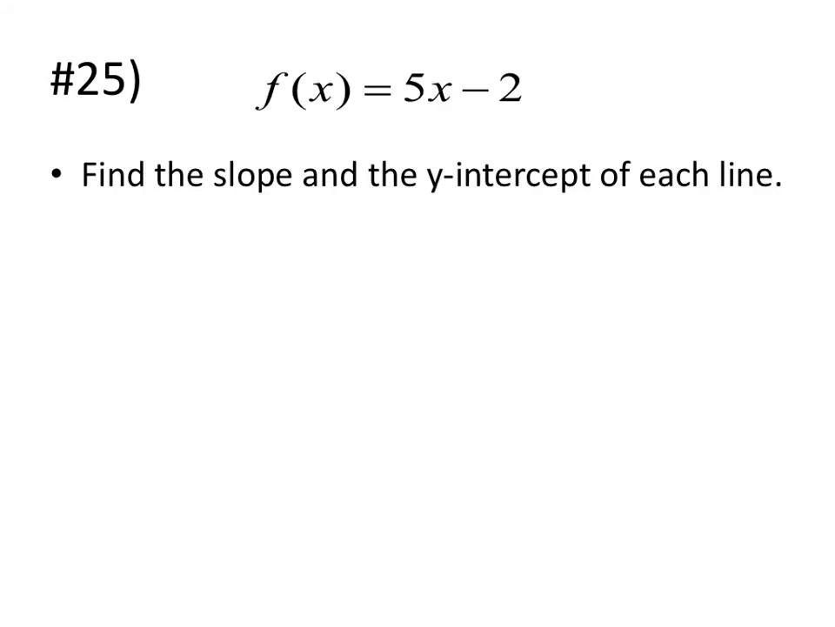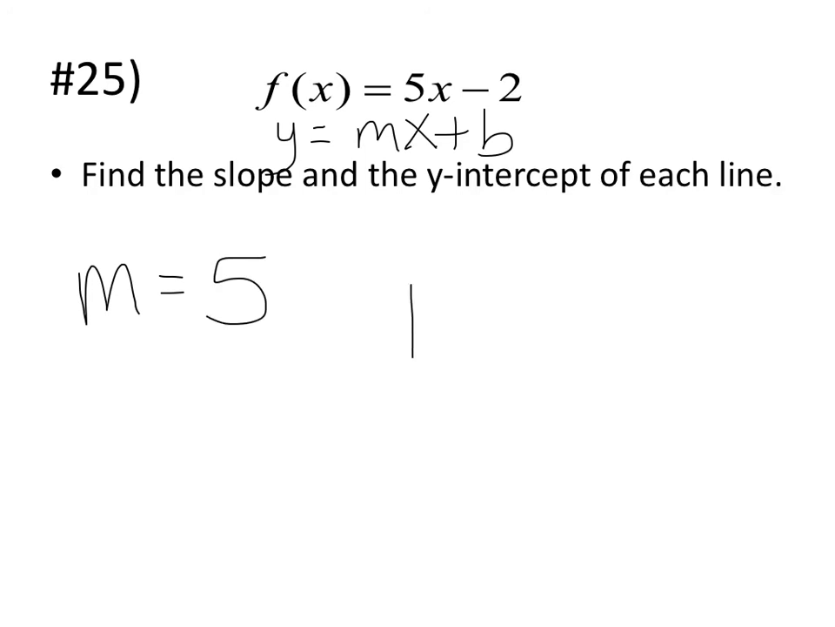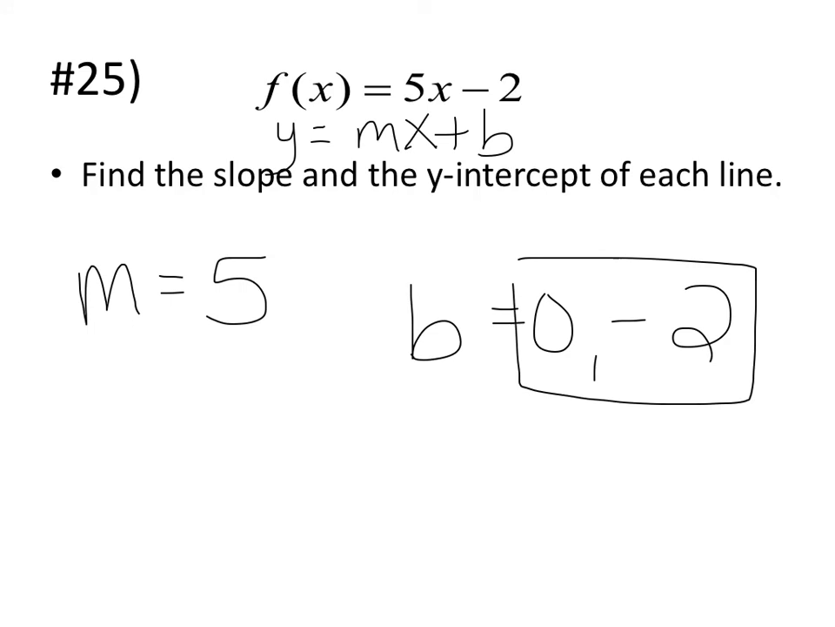Alright, we're omitting 19, 20, 25. Find the slope and the y-intercept of each line. Remember, y equals mx plus b. So your slope is 5. Your b is negative 2. You always put a 0 in front of it to get your y-intercept.